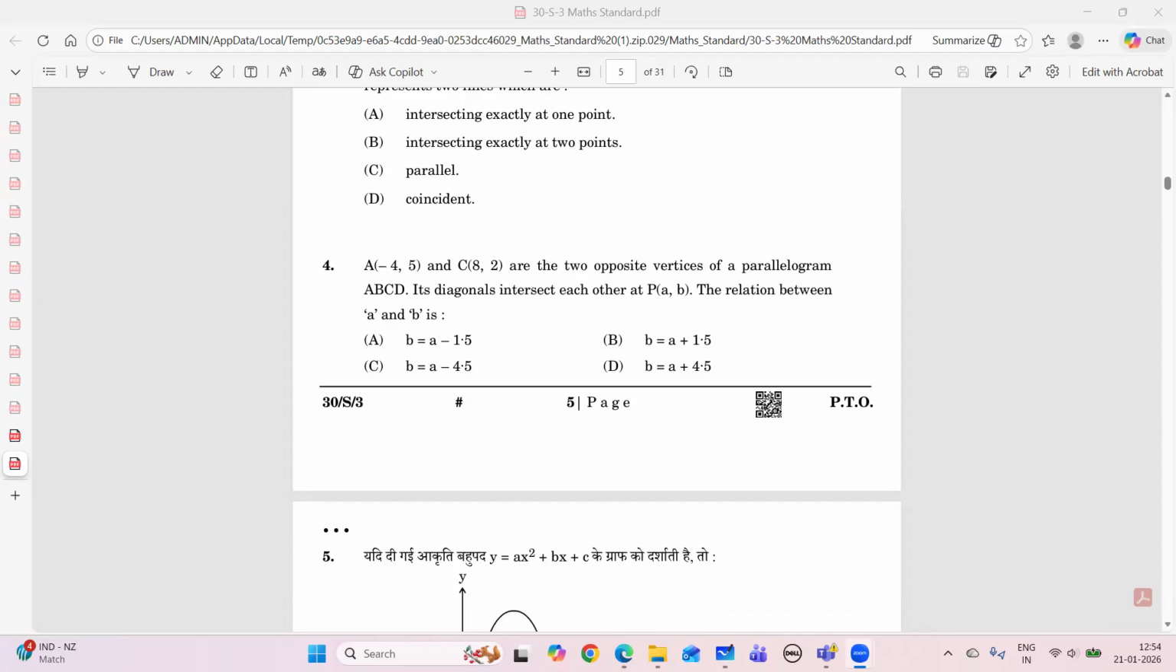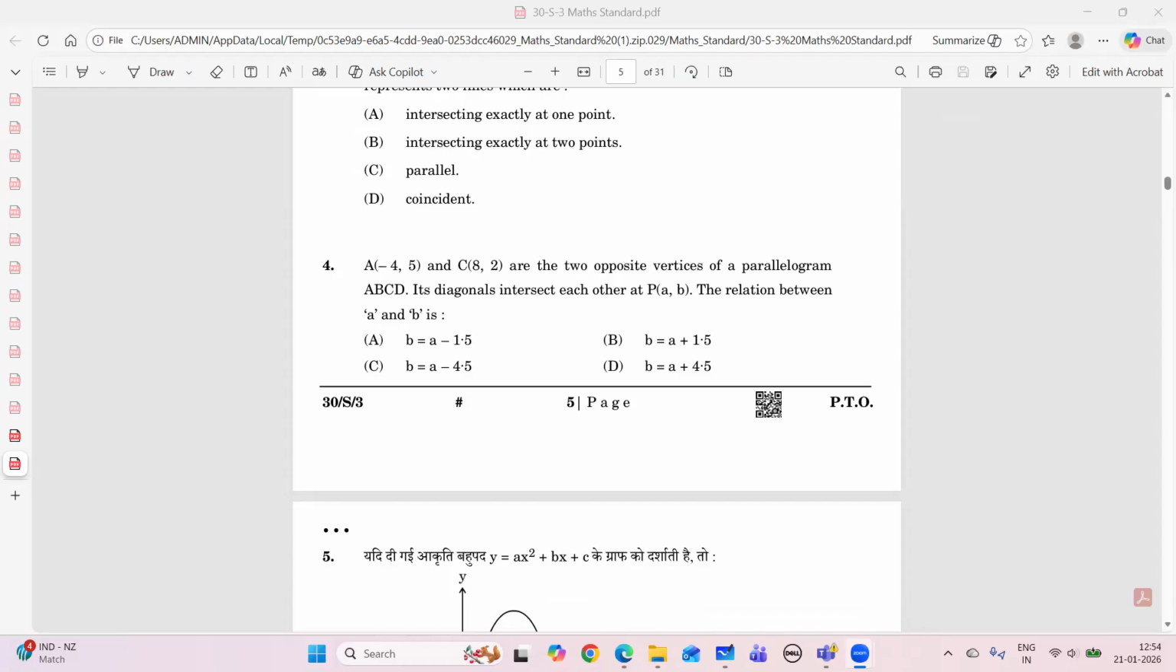So a is equal to (8 plus -4) by 2, that is 4 by 2, that is 2. b is equal to (5 plus 2) by 2, that is 7 by 2, that is 3.5. So we have a as 2 and b as 3.5.